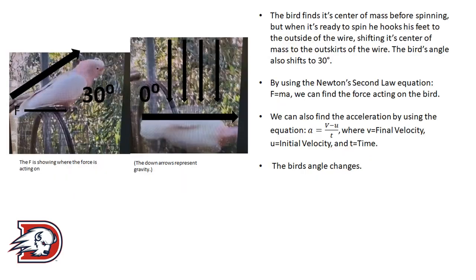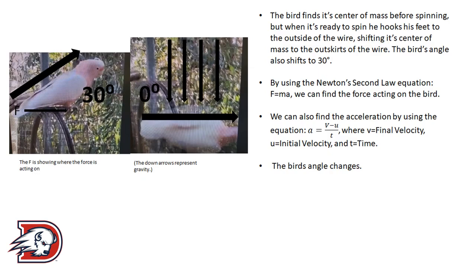The bird finds its center of mass before spinning, but when it's ready to spin, he hooks his feet to the outside of the wire, shifting its center of mass to the outskirts of the wire. The bird's angle also shifts to 30 degrees. The bird is now teeter-tottering on the edge. This gives the bird great potential energy for its spin.